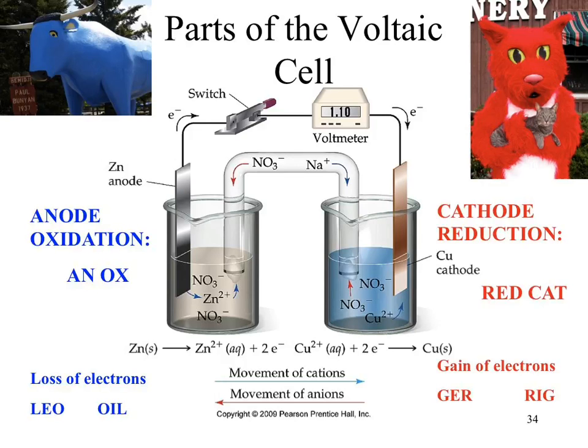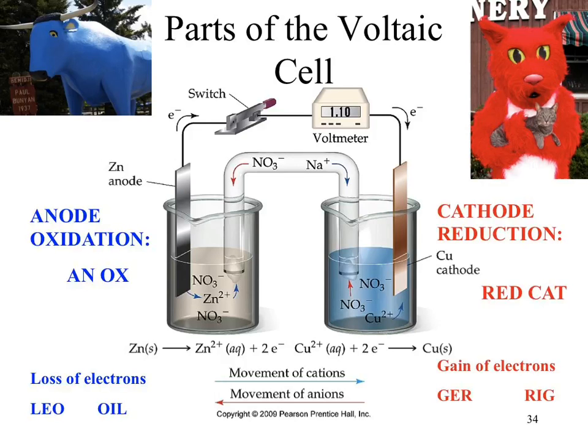Okay, we can't add electrons. Those electrons are leaving, going the other direction. So we have to balance that electron flow with ions. What ion has to move towards it? A negatively charged ion. In this case, nitrate shifts towards that electrode.